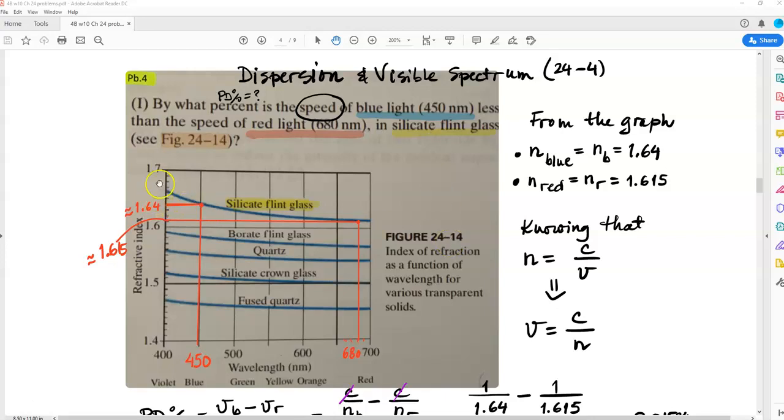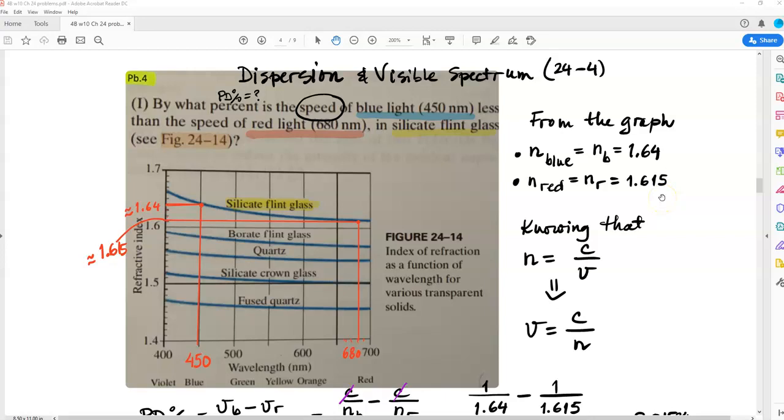You have the index of refraction on the y-axis, and you have the wavelength. So what I did, I actually drew what they ask us. Say 450. 450 is in the blue range of the spectrum. So if you go with 450 and intersect the graph, and you count the units here, it's about 1.64 for the refractive index. So from the graph, we get the refractive index for blue about 1.64, as opposed to the red light, which is at about 680. It's about 1.615, or 1.61, and so I wrote it there. For the red, you get that.